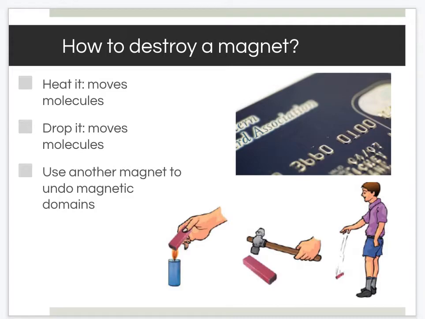So you can heat a magnet, and that'll move the molecules enough that it destroys the magnet. You could drop it hard enough, and it will move the molecules enough to destroy it. And also you can use another magnet to undo the magnetic domain. So that's like what a cell phone does.